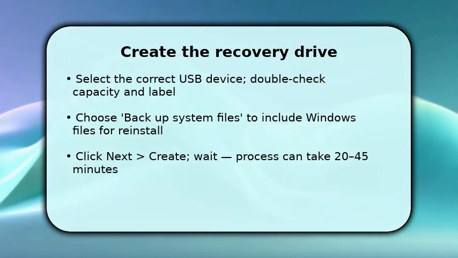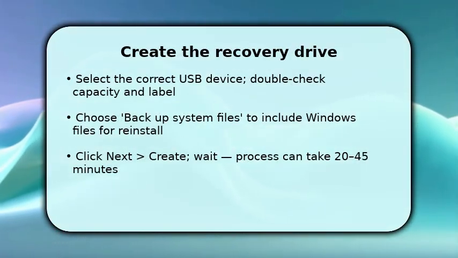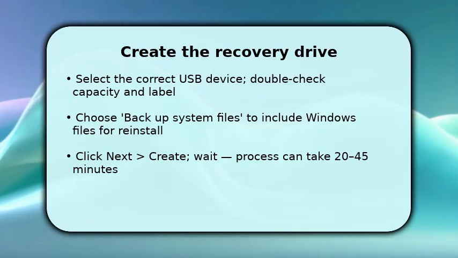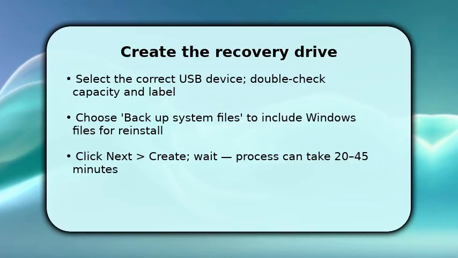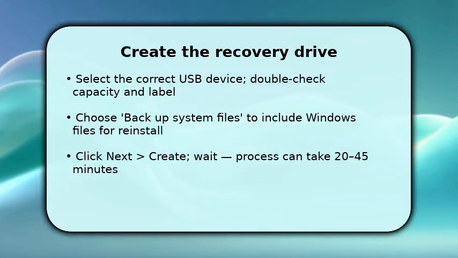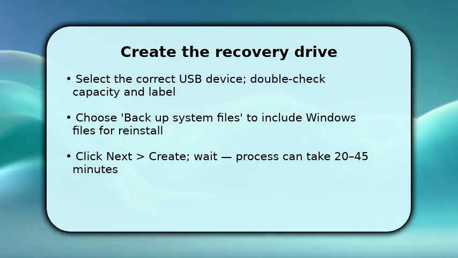You'll now select the inserted USB from the list. Pause and confirm the drive letter and capacity so you don't overwrite the wrong device. Once you check Backup System Files to the recovery drive, the tool copies Windows image files and recovery tools. This makes the USB capable of reinstalling Windows 10.